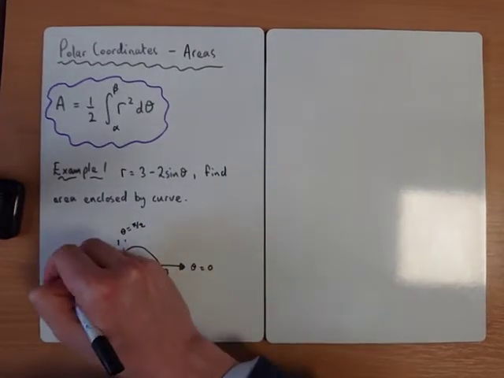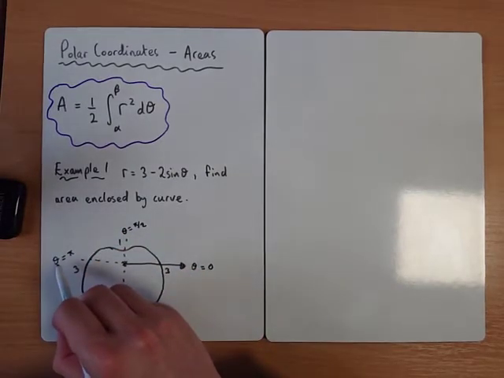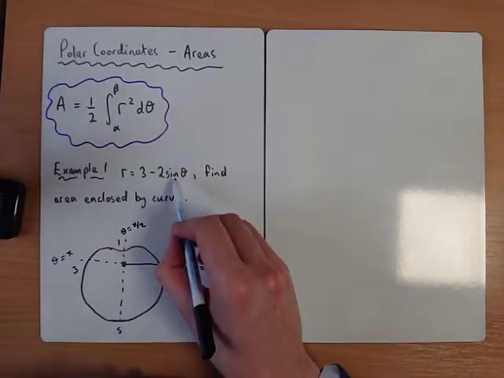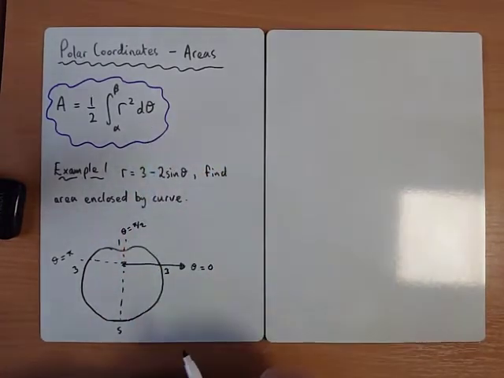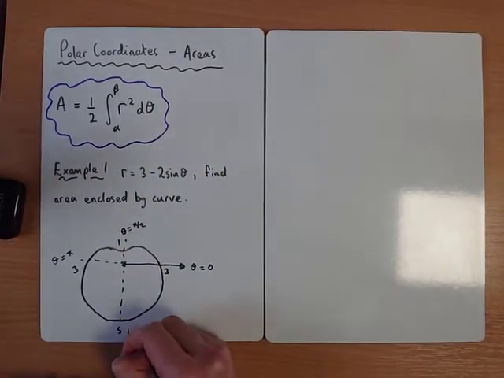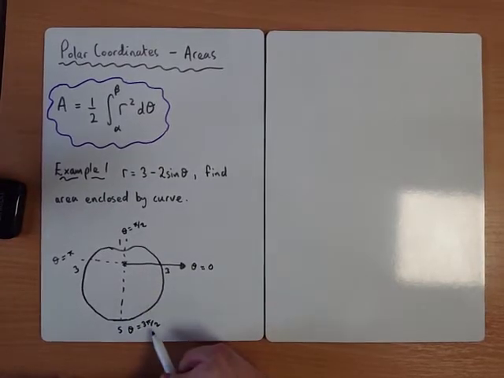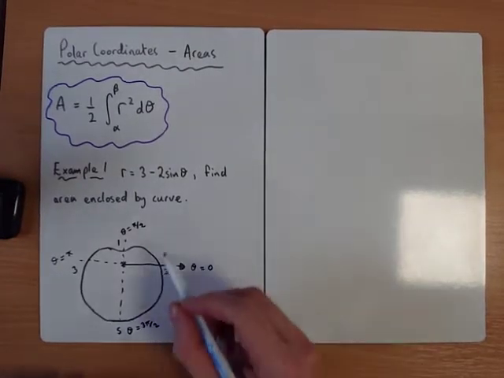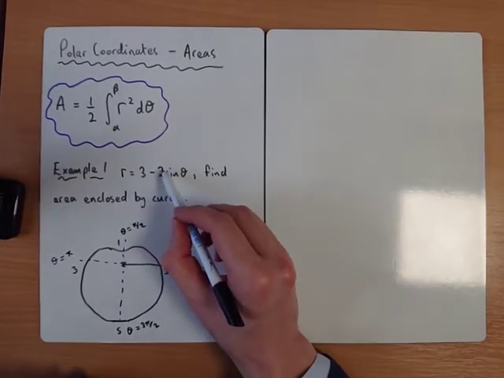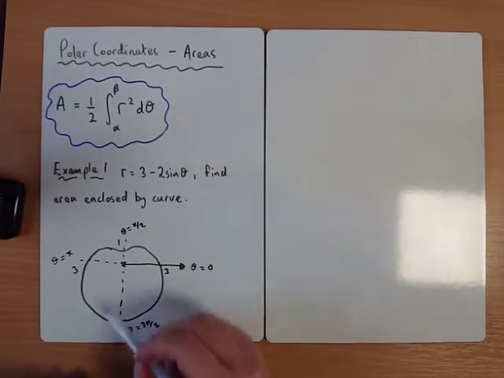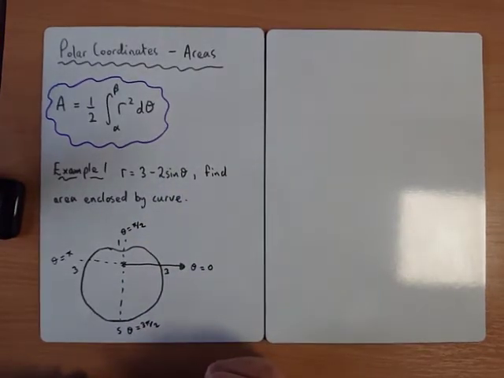And then over here, if we go to theta equals pi, sine of pi is 0 again, so we get 3. And down here, theta equals 3 pi over 2. Sine of 3 pi over 2 is minus 1, so we get 3 minus 2 times minus 1, which is why we get the greatest r value here of 5.